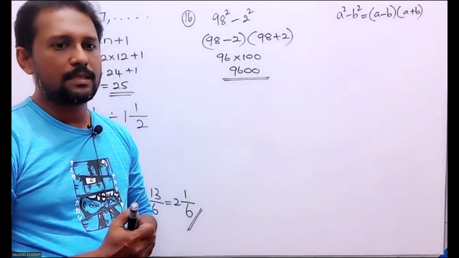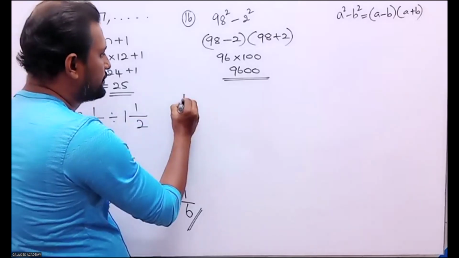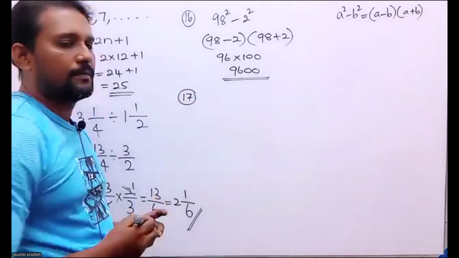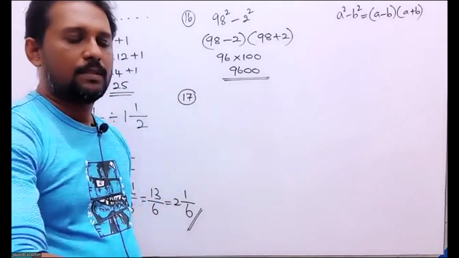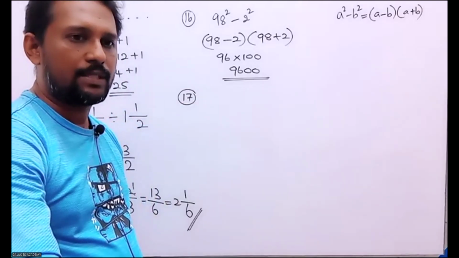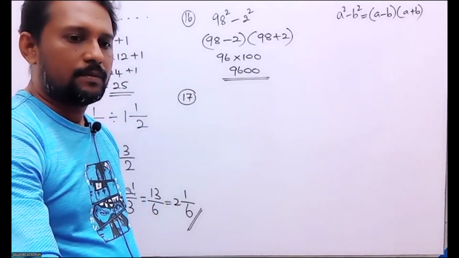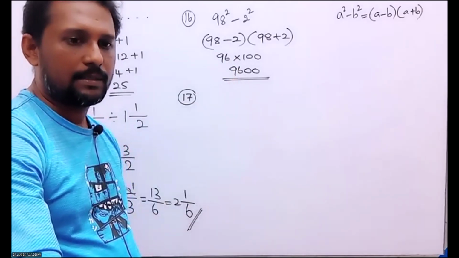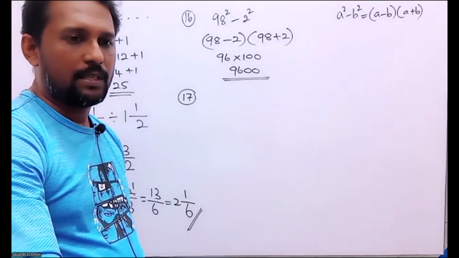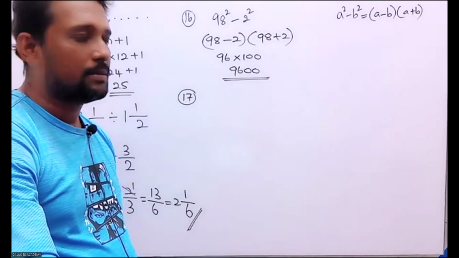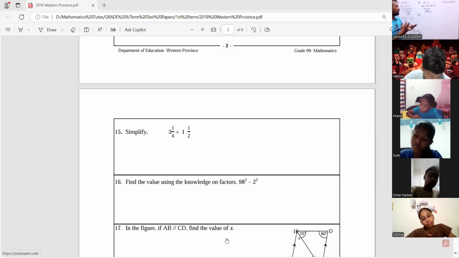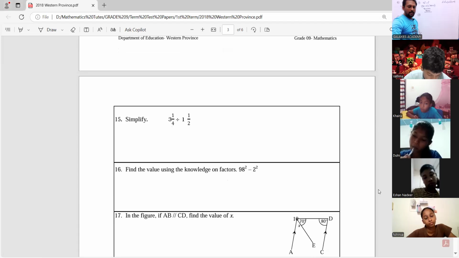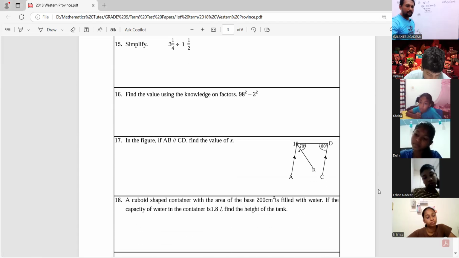It is number 16. Right? Then let's go to the next question. Also like this, I discussed a lot of questions using the tute, no? Right? You have to use the difference of squares knowledge to find the values of questions like these. Right. Then look at number 17.